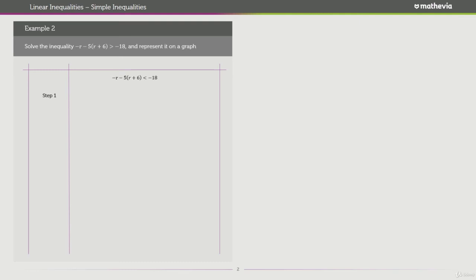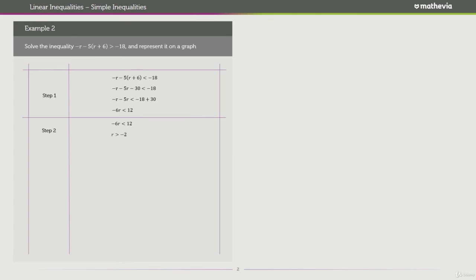The first thing we want to do is expand what we have in the bracket there, and we have minus r minus 5r minus 30 less than minus 18. Then we move minus 30 over to the right, and we have minus r minus 5r less than minus 18, minus 30 becomes plus 30, and we end up with minus 6r less than 12. Now we're just going to go ahead and divide both sides by minus 6.